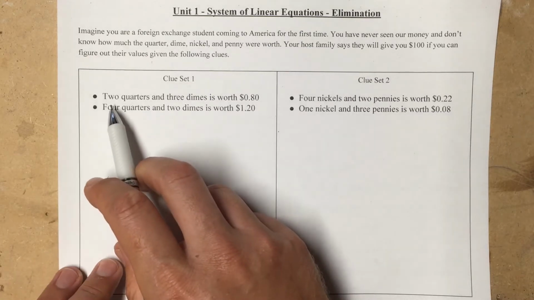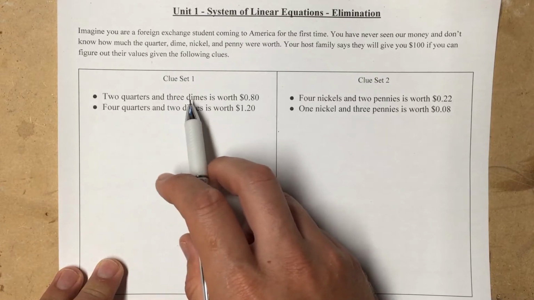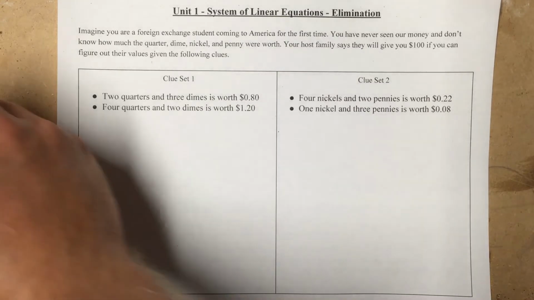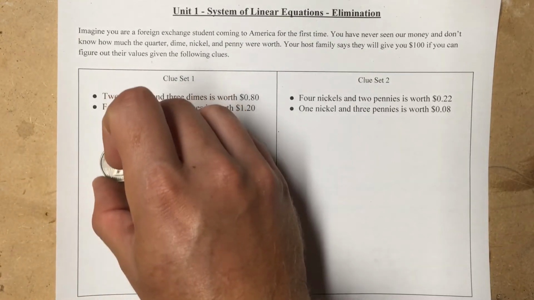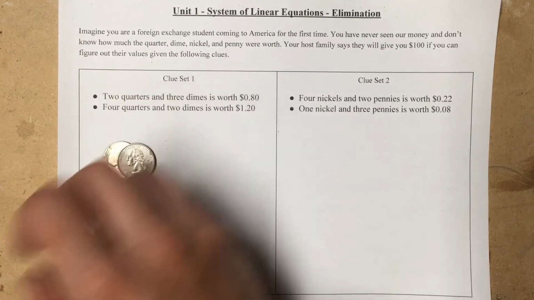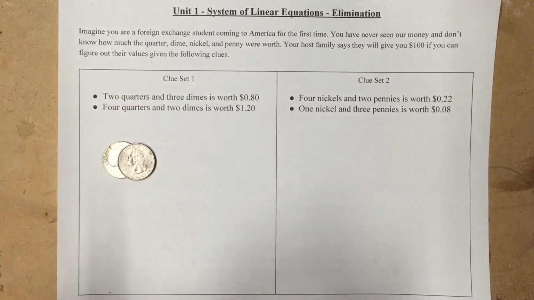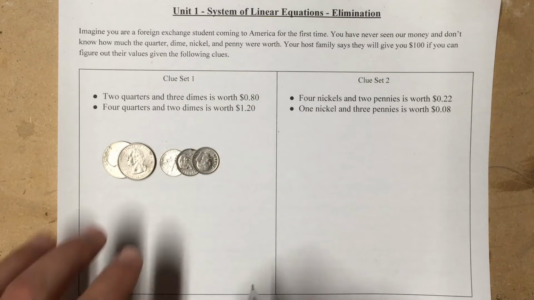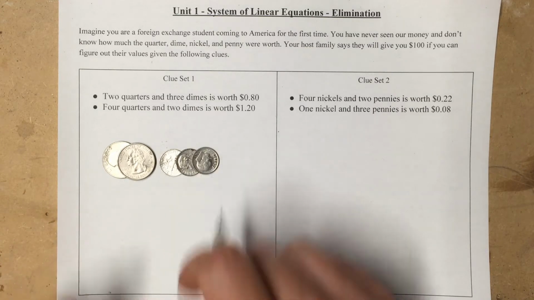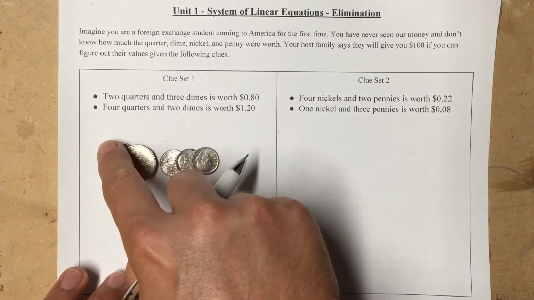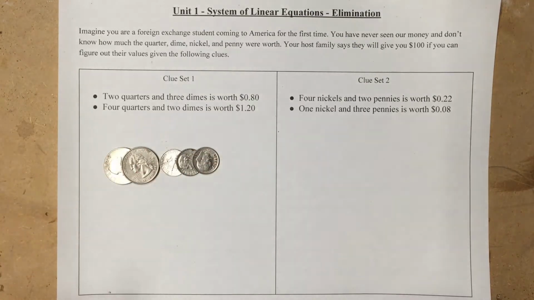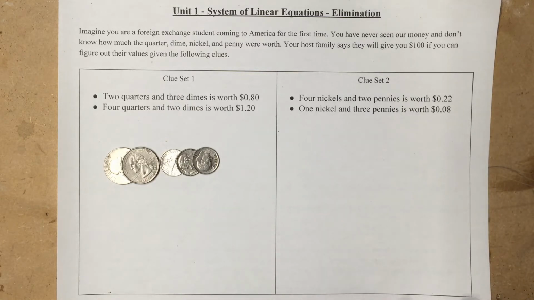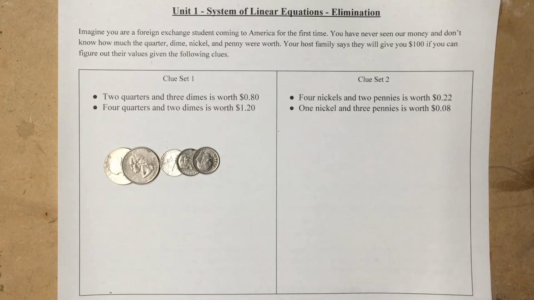So I'm going to take a look at my first clue here. It says 2 quarters and 3 dimes is worth 80 cents. So let's actually get some money here that'll help us kind of see it. We'll say 2 quarters and 1, 2, 3 dimes is worth 80 cents, which is true. I mean, we have 50, 60, 70, 80 cents, right? But we don't know that these are 25 and 10 cents. But I wanted to put this out as kind of a visual aid to help write our system of equations.